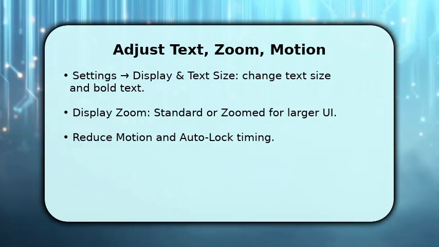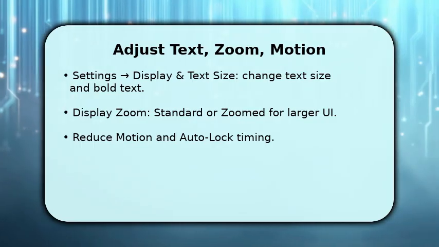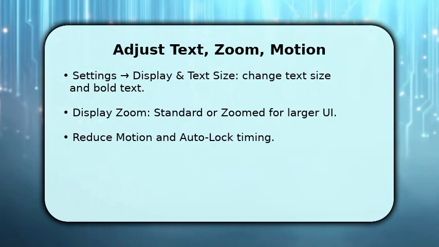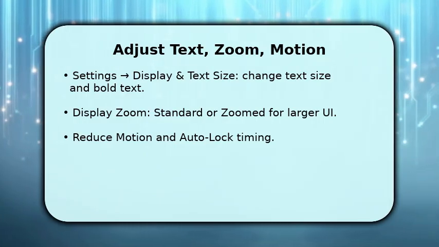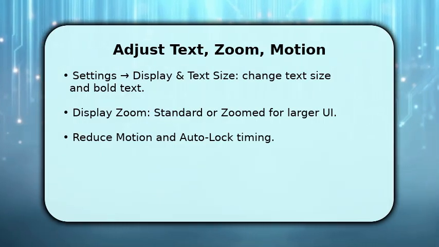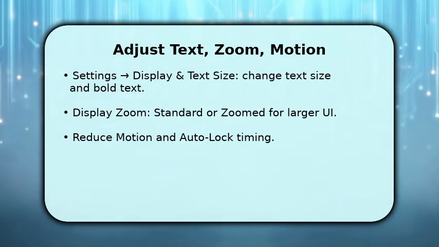Then visit Accessibility to reduce motion if animations make you dizzy, and set Auto Lock to a shorter timeout to save battery. These middle steps refine readability and interaction. Once applied, review several apps to finish by testing.